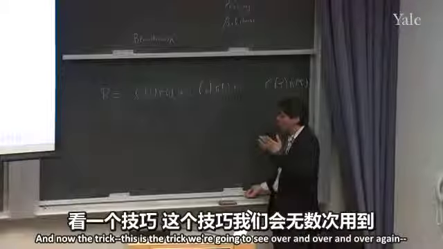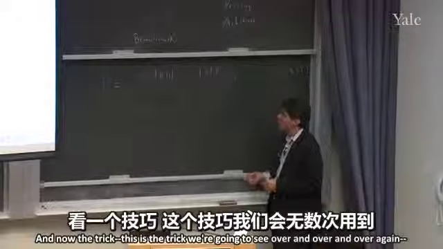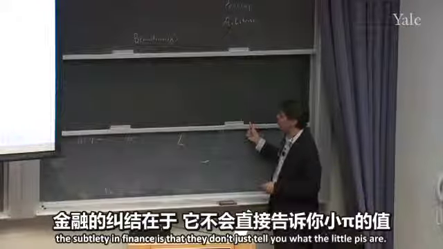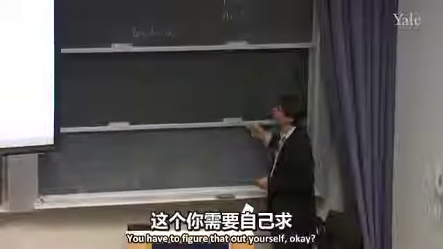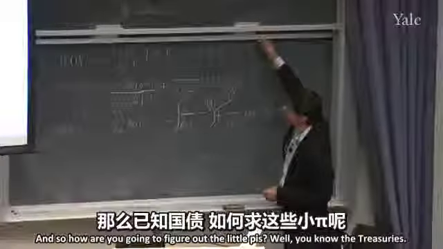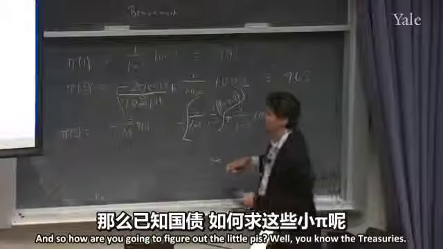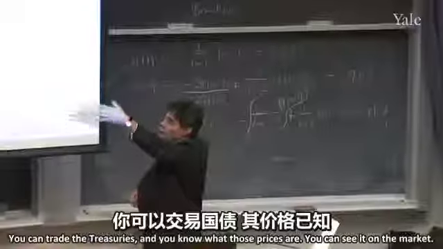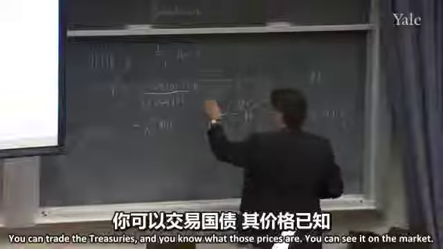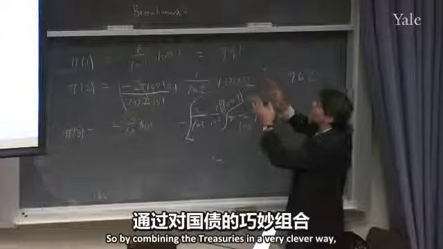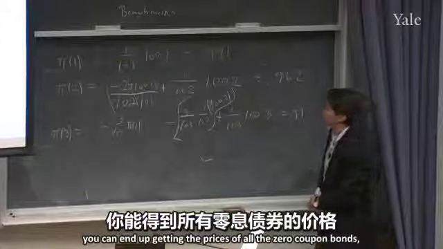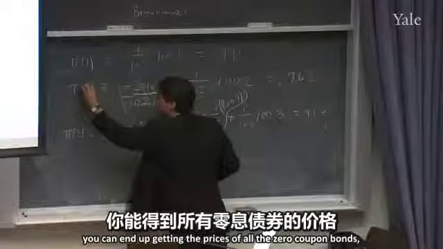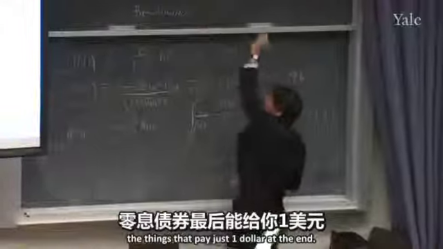And now the trick, this is the trick we're going to see over and over and over again, the subtlety in finance is that they don't just tell you what the little pi's are, you have to figure that out yourself. Okay, and so how are you going to figure out the little pi's? Well, you know the treasuries. You can trade the treasuries, and you know what those prices are. You can see it on the market. So by combining the treasuries in a very clever way, you can end up getting the prices of all the zero coupon bonds, the things that pay just $1 at the end.